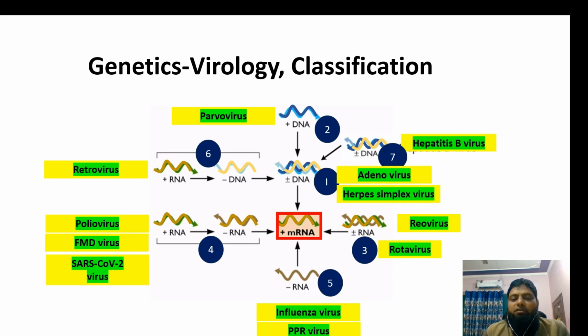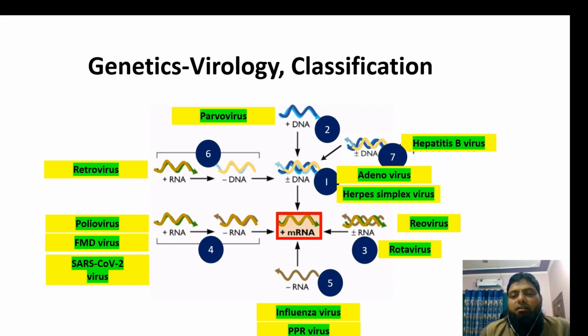Based on the Baltimore classification, we have certain classes, including the viruses which have plus sense RNA, then we have minus sense RNA genomes within the virus, and then we also have a combination of both plus and minus sense RNAs within the same virus, like reovirus, rotavirus. And for minus sense, we have influenza and PPR virus, the virus which I am working on. One is the PPR and the second one is the FMD. One is negative sense and the other one is positive sense.